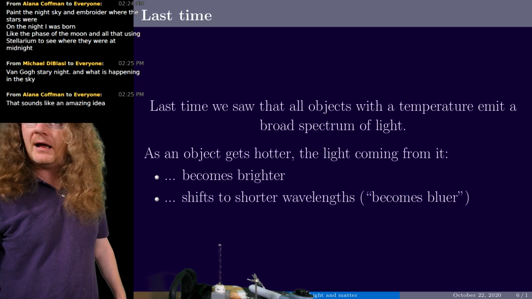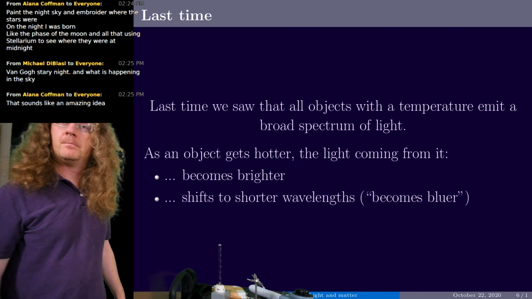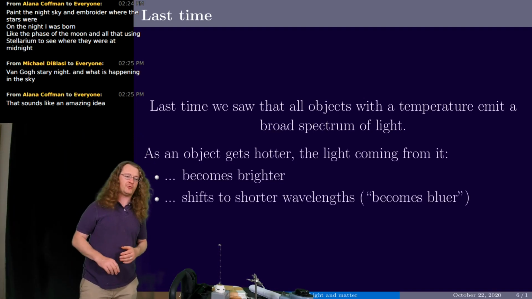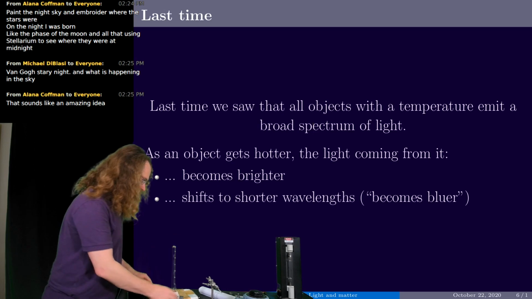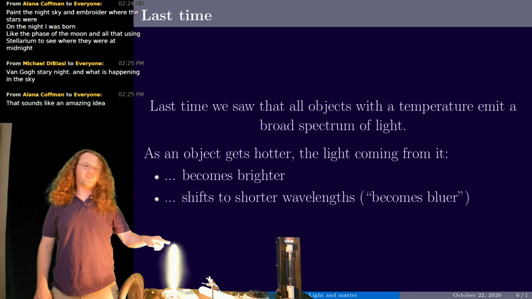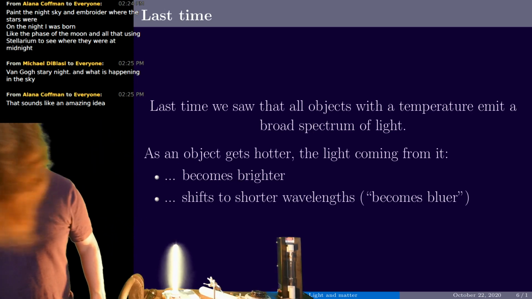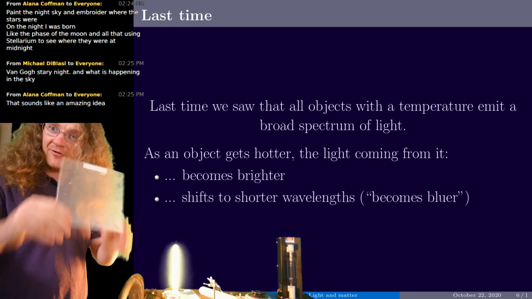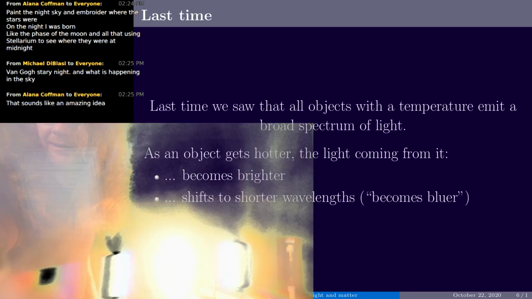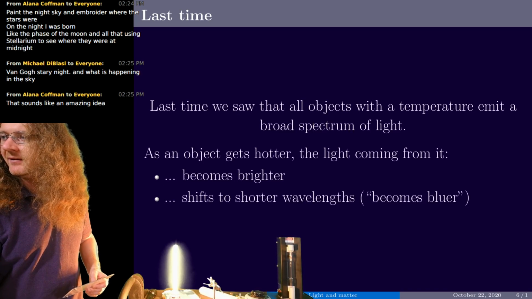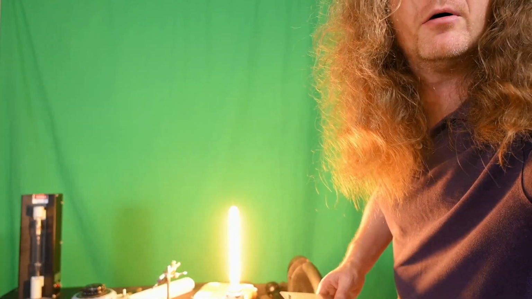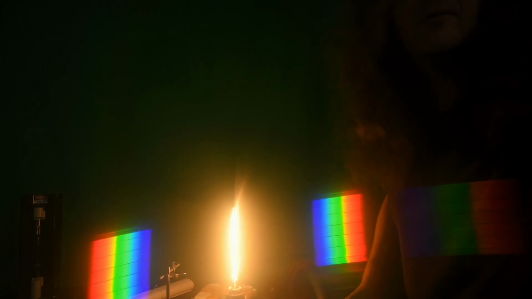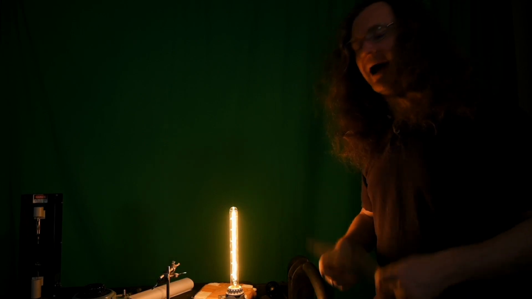So, as we saw before, things with a temperature produce light of a continuous band of wavelengths. So you saw that when I turned on this thing, this produces all of the colors of the rainbow. If I stick this diffraction grating in front of it, this produces all of the colors of the rainbow, because this is just a very, very, very hot object.